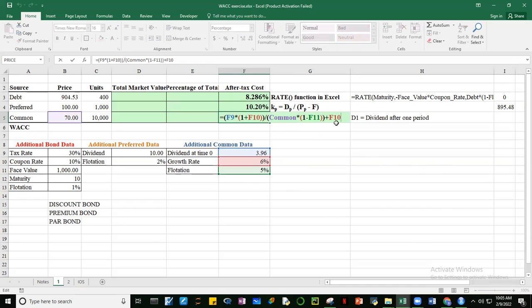Alright, so it's the dividend. Ang binigay kasi sa atin, dividend at time 0. Kailangan natin dividend at time 1. So that's the expected dividend for next year. Dividend times 1 plus the growth rate, divided by magkano yung net price? It's 70 times 95% ng 70. And then plus the growth rate. Then you have 12.31%, which is higher than the cost of debt and the cost of preferred stock.